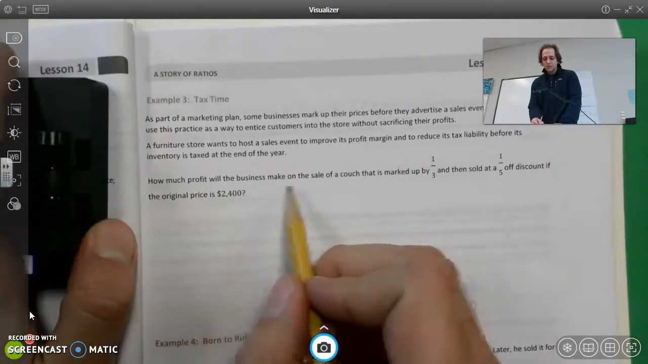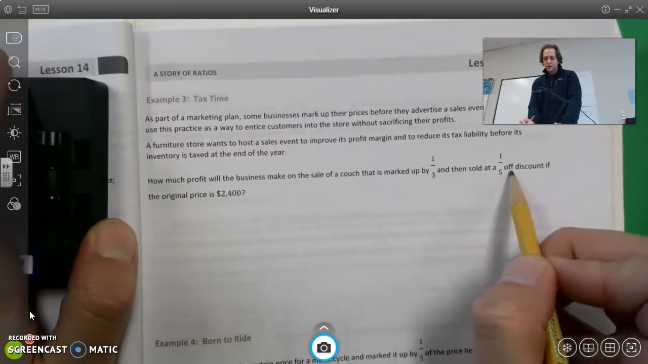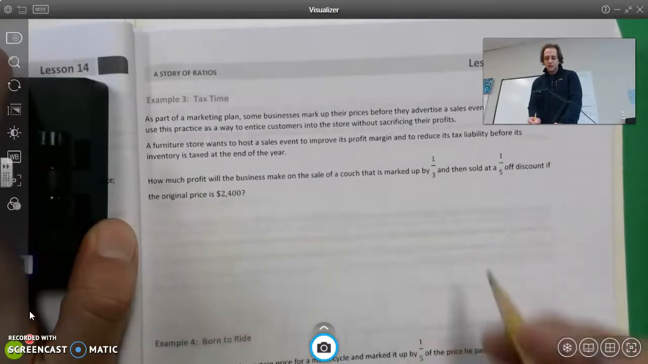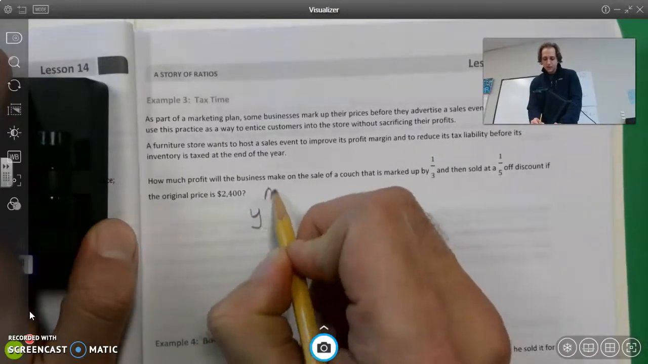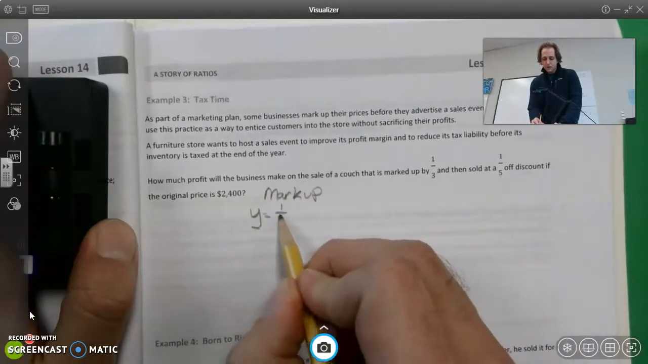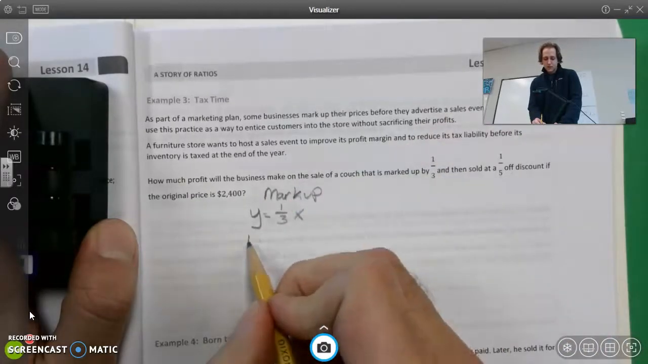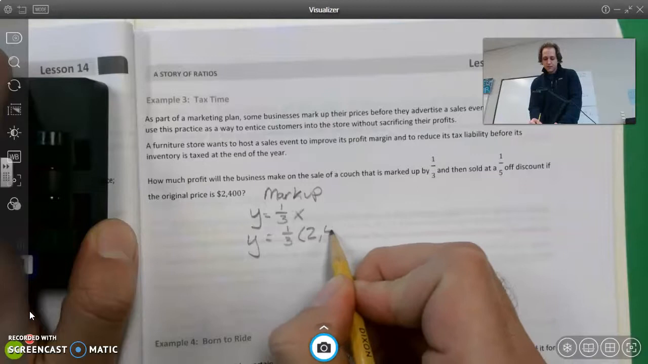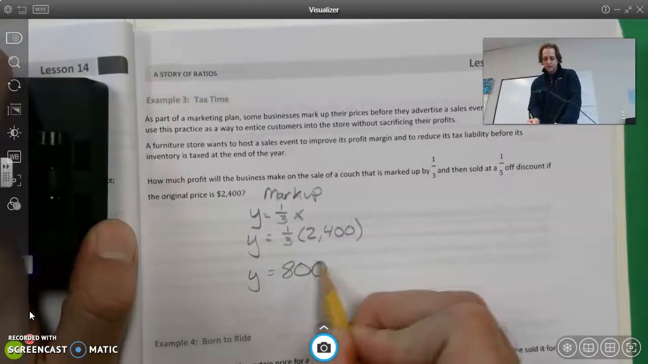How much profit will the business make on the sale of a couch that is marked up by 1/3 and then sold at 1/5 off discount if the original price is $2,400? So, originally, we want to find our markup. And that is going to be 1/3 of X, our original price, and we're told that our original price is $2,400, which means our markup is going to be $800.